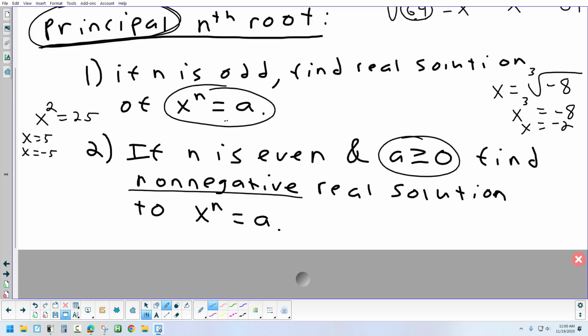So when you're solving for a principal root, even though, yes, you do get multiple answers when you do even roots, like square roots, we don't want to write the negative answer. We are only going to write the answer that is not negative, because if you took the square root of 0, that would be 0, and it's not positive.